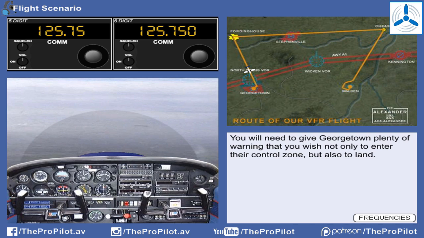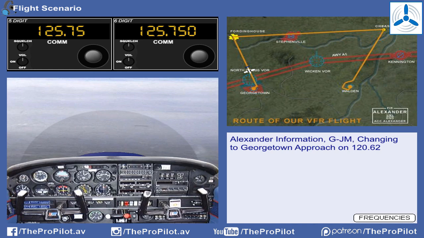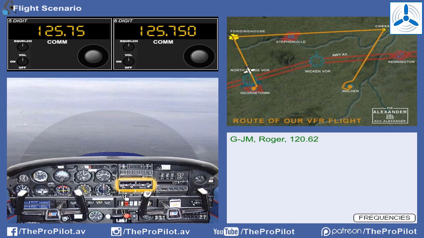Just as you did with Stephenville, you'll need to give Georgetown plenty of warning that you wish not only to enter their control zone, but also to land. As before, you'd call them on their initial contact frequency, which we will assume is the same as their approach frequency. We will also assume that you have listened to the Georgetown ATIS, which is giving information Hotel. Alexander Information, Golf Juliet Mike, changing to Georgetown approach on 120.62. Golf Juliet Mike, roger, 120.62.